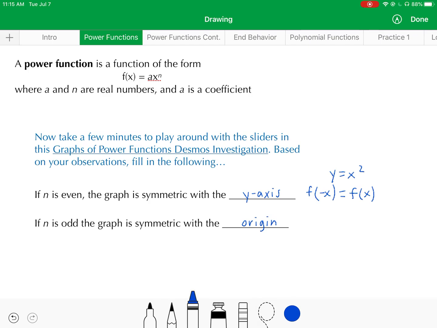On the flip side, for odd functions, we always said that f of negative x was equal to the negative of f of positive x. So if you think of something like y equals x cubed, basically what that notation is saying is that when I plug a positive value in for x, I'm going to get the opposite as if I plugged a negative value in for x, right? And that's because raising a positive number to an odd power results in a positive value, but raising a negative number to an odd power results in a negative value. And that's where we get the symmetry with the origin, okay?